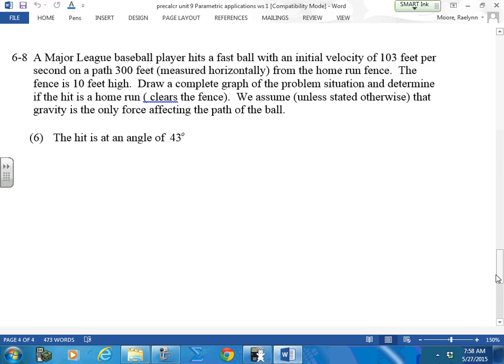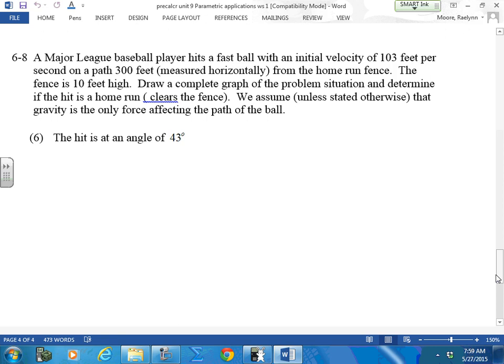Alright. A Major League ball player hits a fastball with an initial velocity of 103 feet per second on a path 300 feet from the home run fence. The fence is 300 feet away from him or her. The fence is 10 feet high. Draw a complete graph of the problem situation and determine if it's a home run. It has to clear the fence to be a home run, right? Yeah. Not only does it have to make the horizontal distance, it has to make the vertical. If you watch baseball, if it hits the fence, not a home run.